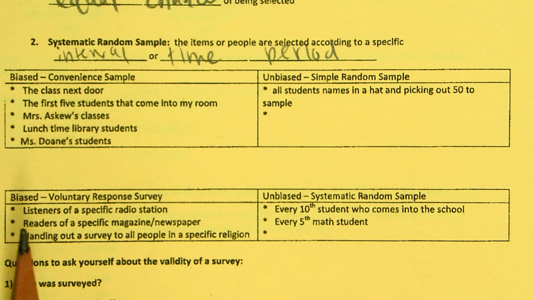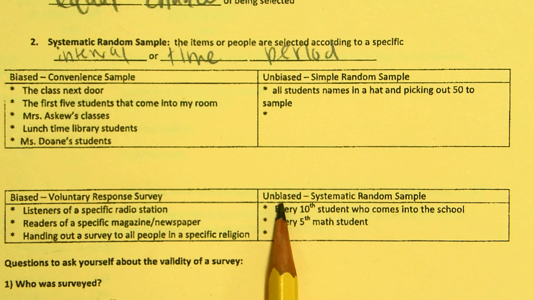Another example of a biased survey would be a voluntary response sample. That's when you have people call into a radio station to answer a question, or readers of a specific magazine or newspaper fill out a survey. The reason these are biased is that if I only ask readers of a sports magazine whether they'd rather watch football or a different TV show, they'd probably choose football because we're only surveying people who already like sports. Handing out a survey to people of a specific religion, again, they're going to have similar feedback if they all come from the same religion. So it could affect the outcome of our survey.